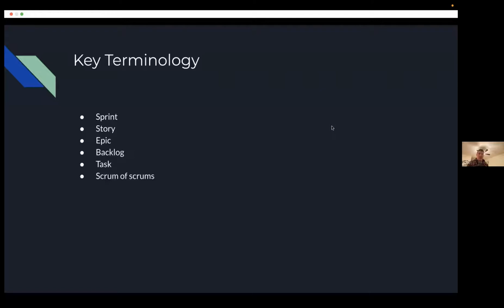So there's some key terminology. A sprint is a time period, 1 to 2 weeks, and you're measuring velocity, you're measuring how many story points are being used. You're measuring workload. And there's various ways you can measure story points, which brings me to story. A story is a task, it's a feature.